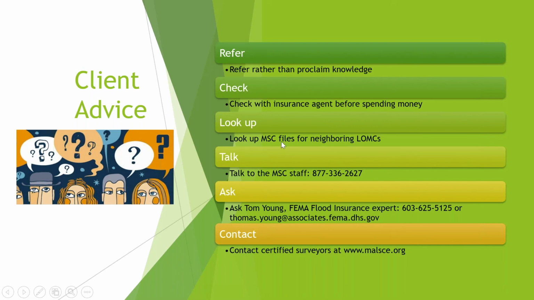You can help them look up their files on the Map Service Center and see if there's any letters of map change for their neighbors, because if their neighbors have letters of map change showing on the MSC website, then it's possible they might be able to get one too. Also, before you have anybody do anything, check with their insurance agent to get a quote, because if they go and spend $1,000 on an elevation certificate and it wasn't really going to make any difference, the insurance agent might know that, and then they would just as well not spend that money. So these are kinds of my advice to you.